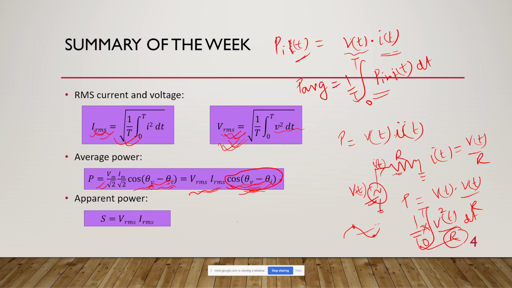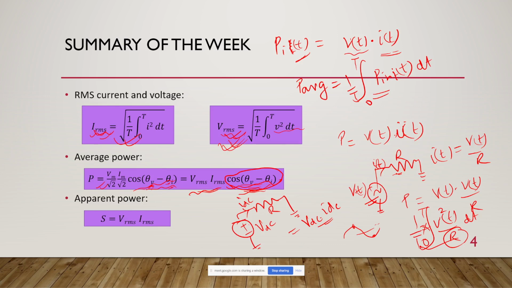Suppose there is a DC voltage source connected to a resistor like this, V_DC, and there is a resistor here. What is the power dissipated here? V_DC times I_DC, isn't it? If a current I_DC is flowing here, then the power dissipation here is V_DC times I_DC, correct? And this is also average power. This power is constant, isn't it?